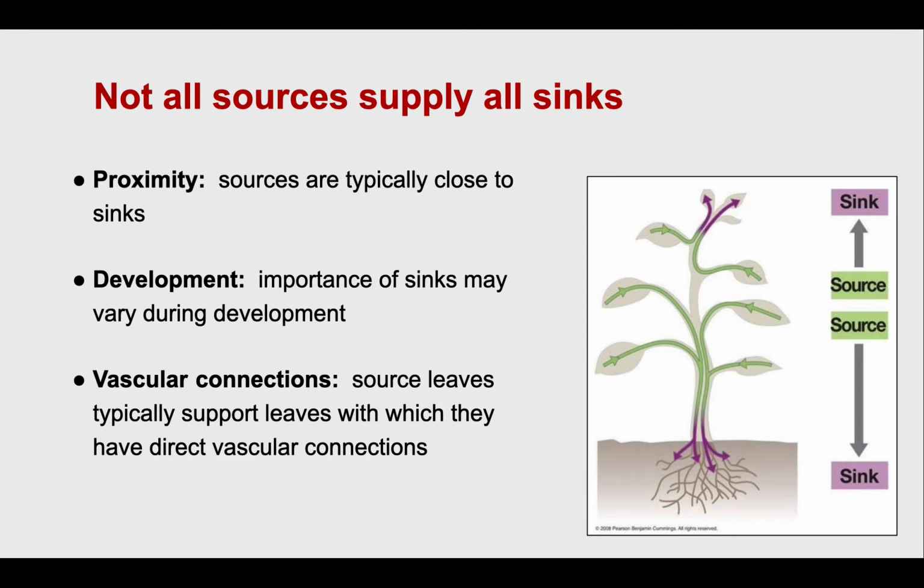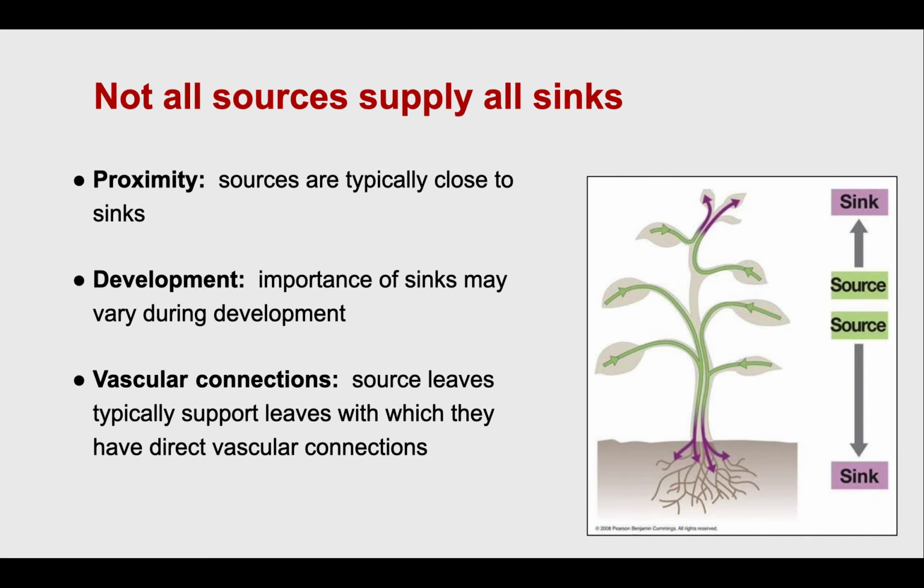All right? Now we're thinking about sources and sinks. Not all sources are going to supply all sinks. It's going to be related to how close they are to one another. So if we look at this image here, we see maybe the topmost leaves are supplying the sink, which is an actively growing meristem here. Versus these leaves that are further away, they're not really supplying that sink so much. So proximity really plays a role.